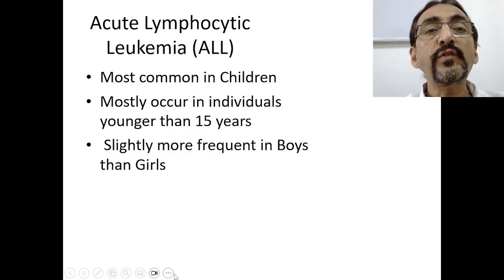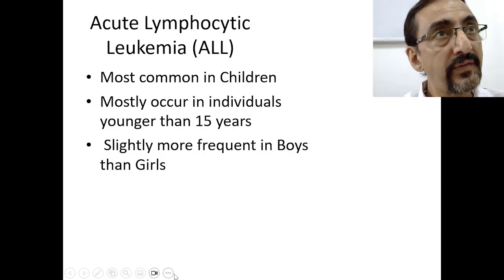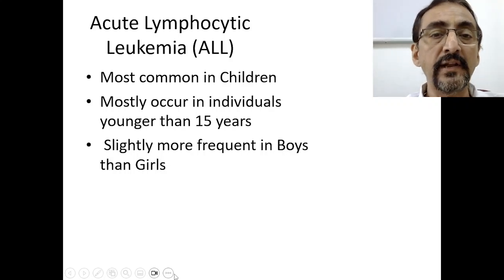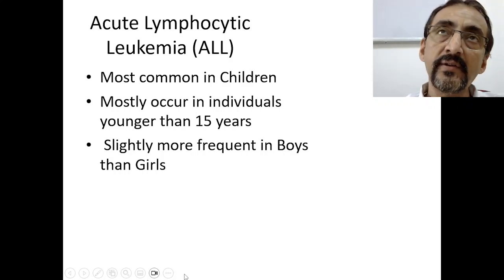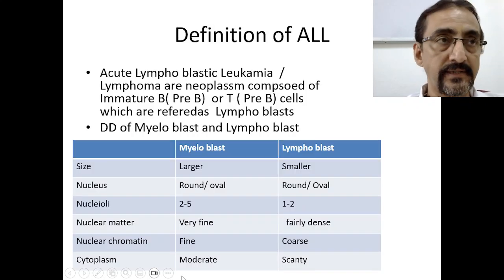Now, acute lymphocytic leukemia, ALL, is most common in children, mostly occurring in individuals younger than 15 years. The more common age group is 2 years onwards up to 10 years. It is slightly more frequent in boys than girls. Of course, it can be found in both boys and girls, male and female, but the incidence is quite a bit higher in boys compared to girls.